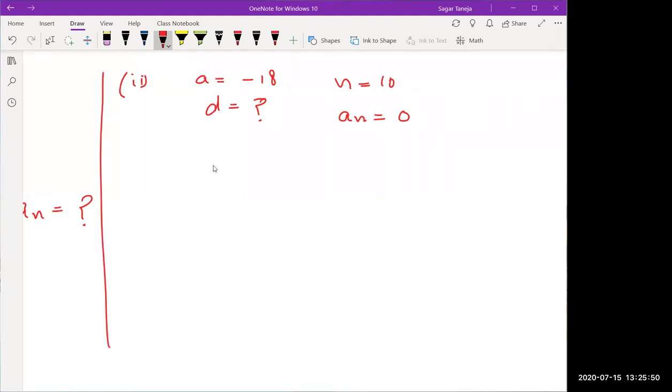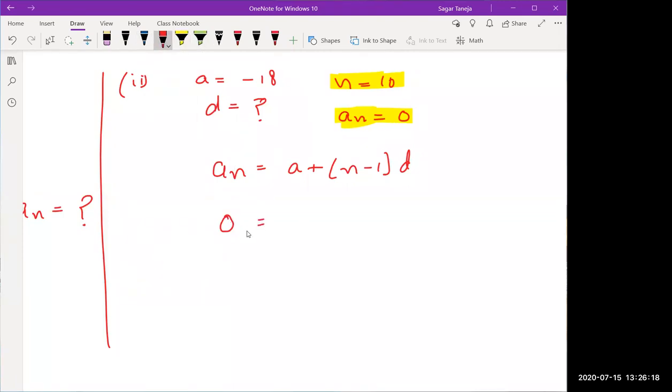So accordingly, put the formula: an is equal to a plus (n minus 1) d. Now the an value is given here as 0, so in place of an we are going to write 0. Some students get confused about what n is and what an is. n means the number of terms in the AP and an means the last term of the AP.